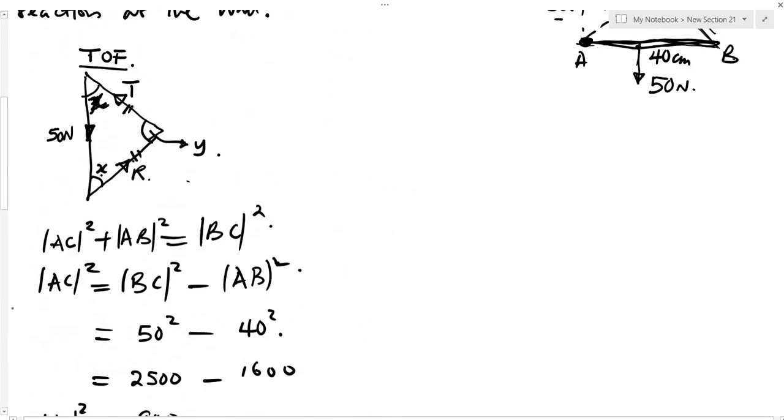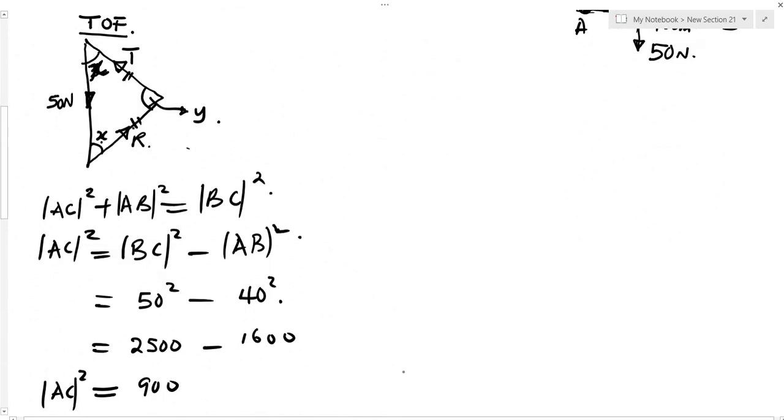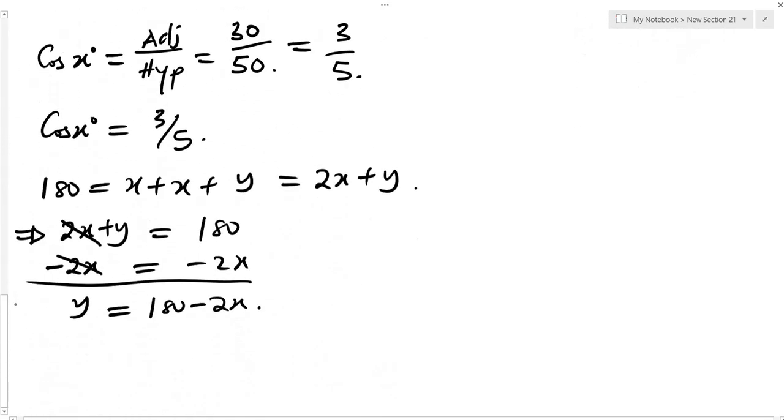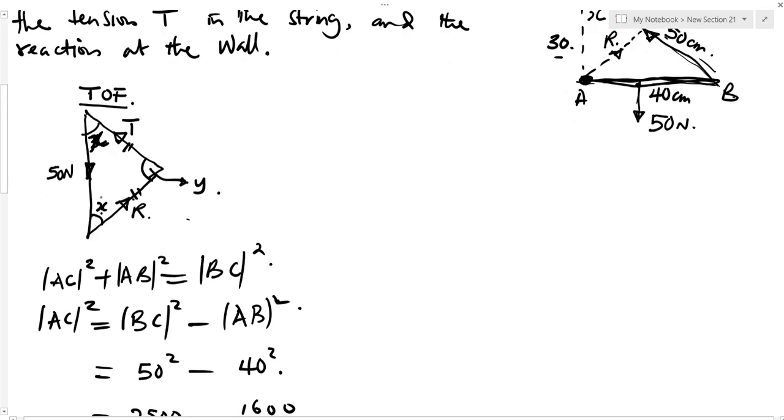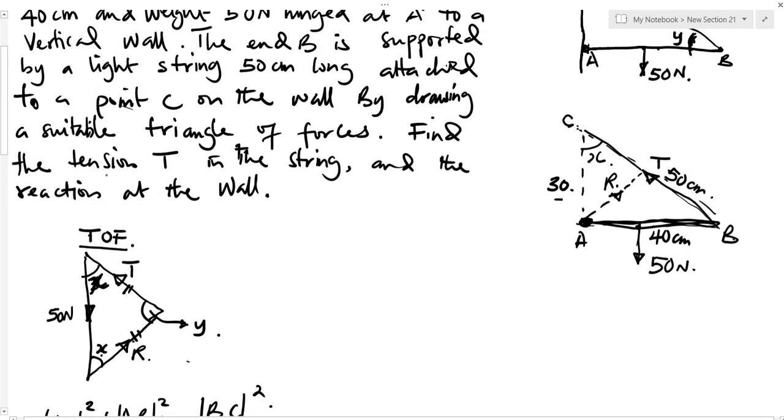So now let's solve using the sine rule. Using the sine rule for a triangle. Now we are asked to find the tension. We say find the tension and the reaction at the wall.